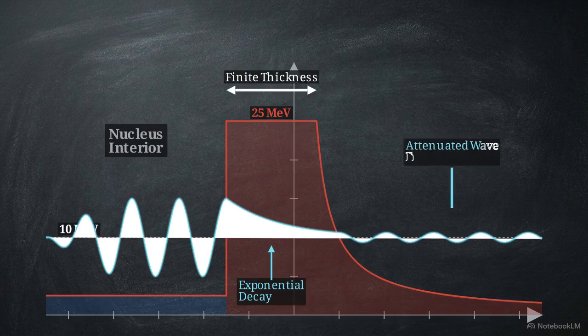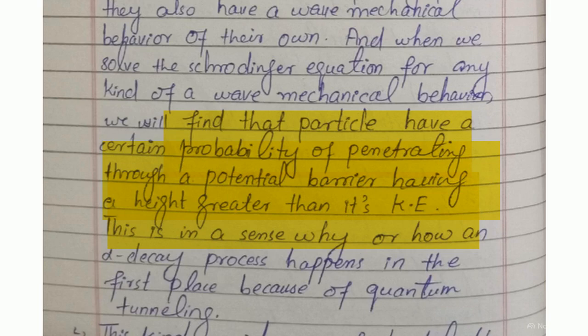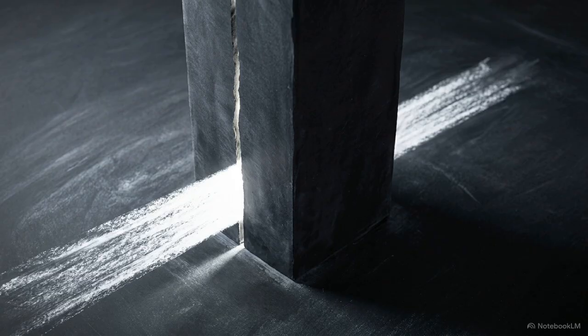Because the nuclear barrier has a finite thickness, a severely attenuated fraction of that wave emerges on the other side. The particle retains a distinct mathematical probability of passing through the barrier, regardless of its kinetic energy deficit. This is quantum tunneling. Alpha decay occurs as a statistical leak of a wave function through a classically insurmountable barrier.